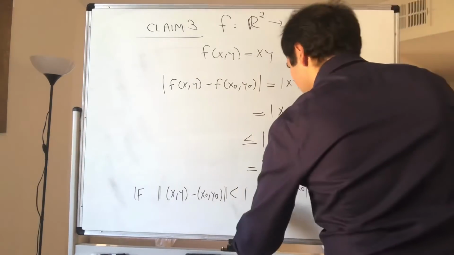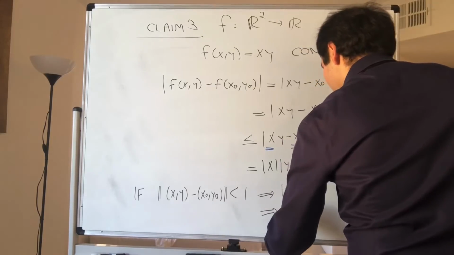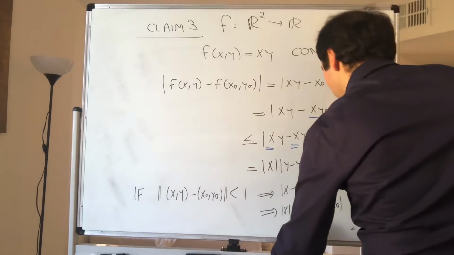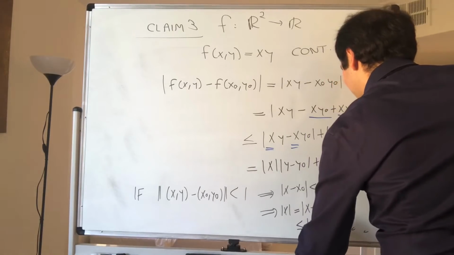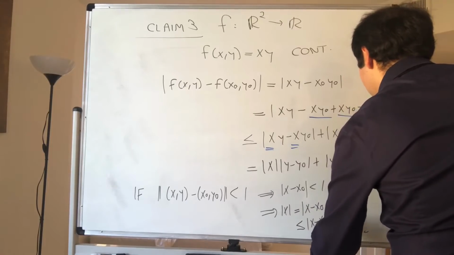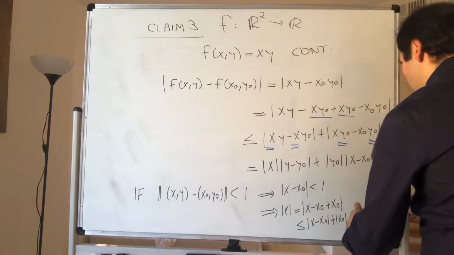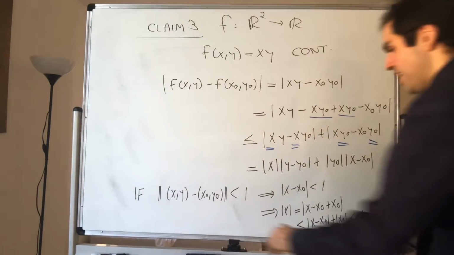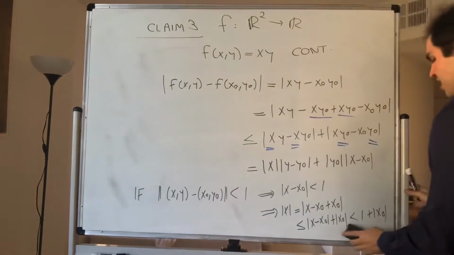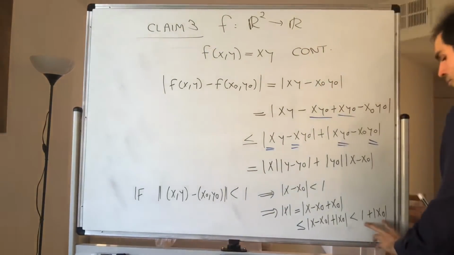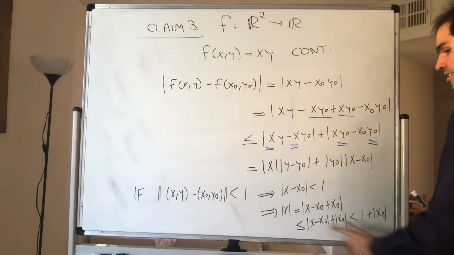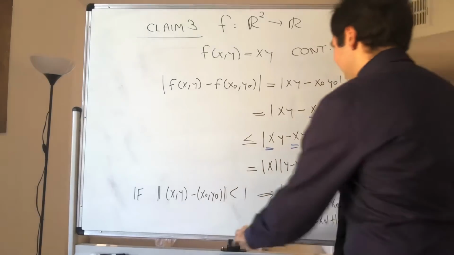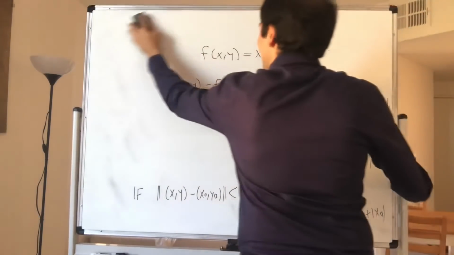But then |x|, which equals |x − x₀ + x₀|, becomes less than or equal to |x − x₀| + |x₀|, and then that's less than 1 plus |x₀|. So that's very good, because now this is constant, so this is less than a constant, and we can just estimate this by 1 plus |x₀|. All right, so now we're ready for the actual proof.